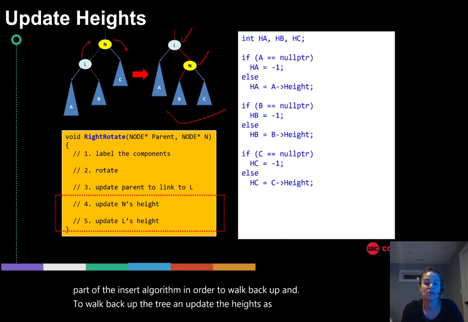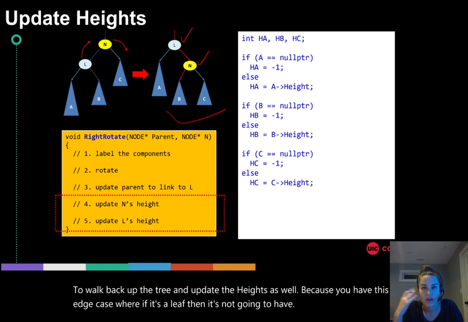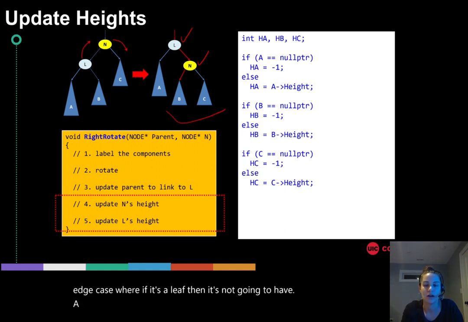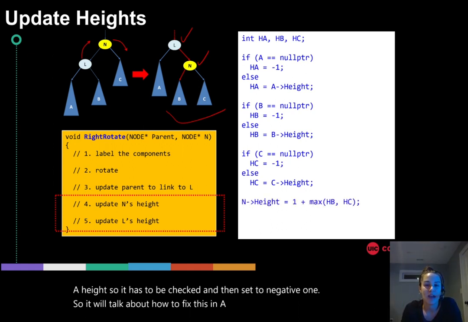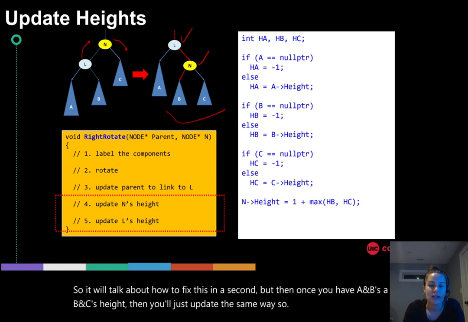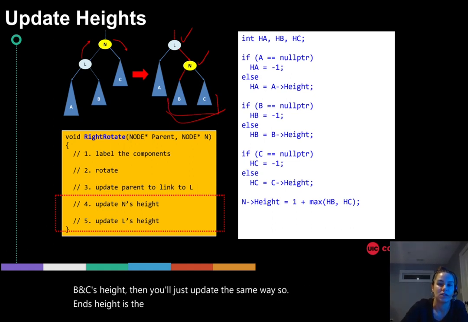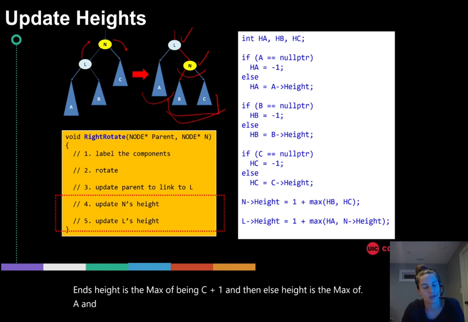Because you have this edge case where if it's a leaf, then it's not going to have a height, so it has to be checked and then set to -1. We'll talk about how to fix this in a second, but once you have A, B, and C's height, then you'll just update the same way. So N's height is the max of B and C plus 1, and then L's height is the max of A and N plus 1.